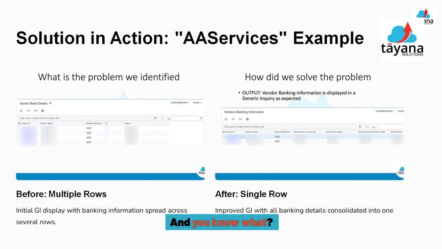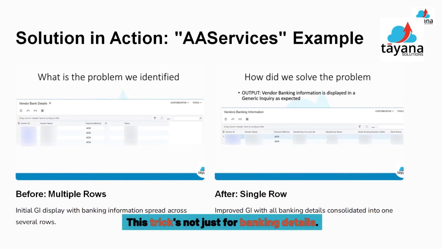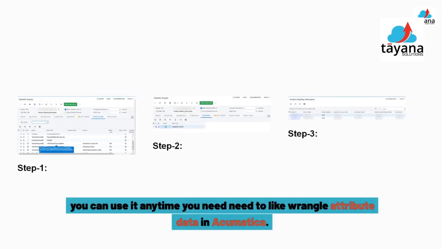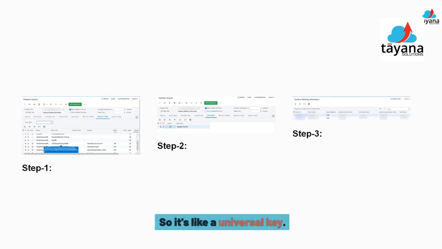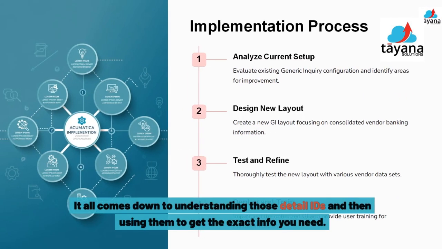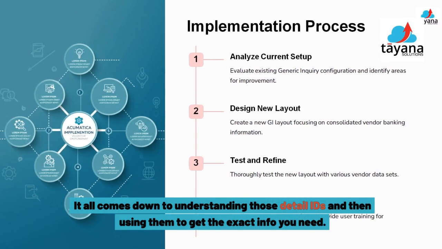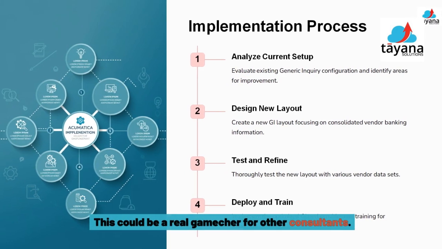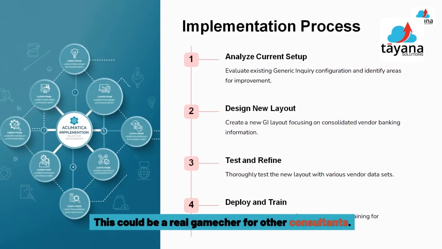Exactly. And you know what? This trick's not just for banking details. You can use it anytime you need to wrangle attribute data in Acumatica. So it's like a universal key to unlock cleaner reporting. It all comes down to understanding those detail IDs and then using them to get the exact info you need. This could be a real game changer for other consultants.